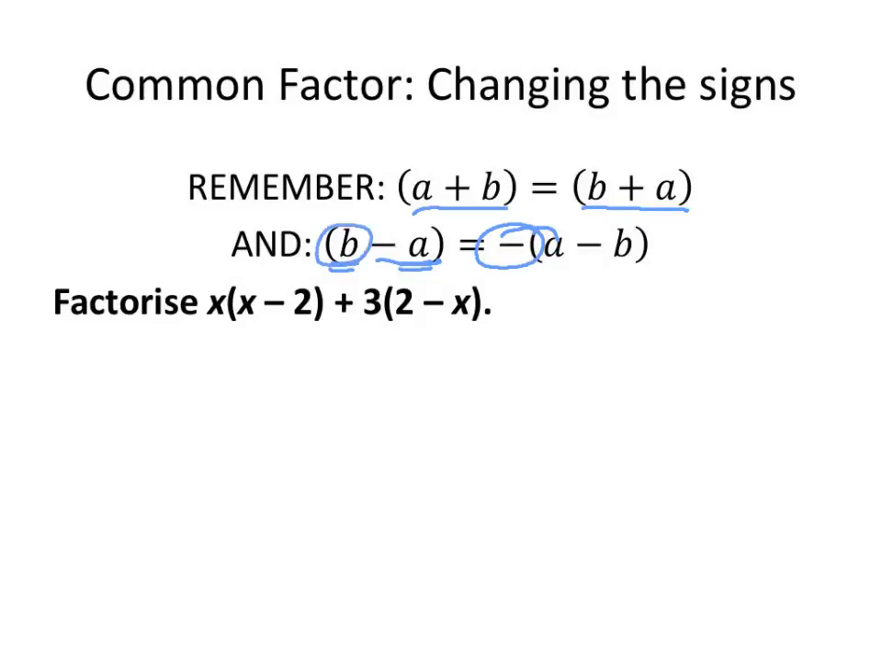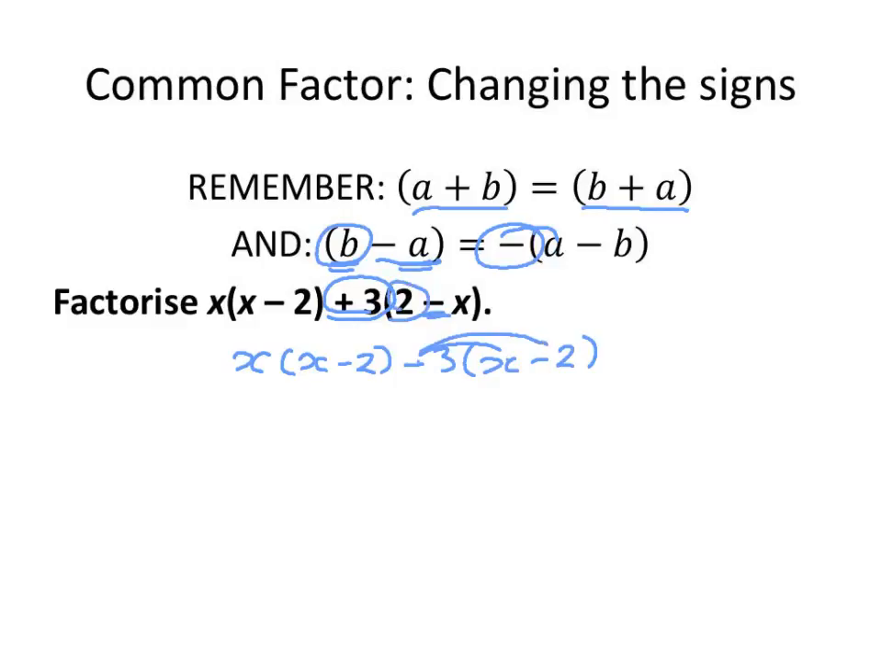In this question, x minus 2 and 2 minus x are not the same. So I need to change this sign in front to make it the same. I keep the first term, x minus 2, and I change this to a negative 3. And when I do that, I can have x minus 2. And that means if I multiply this through, negative and negative, that negative and a positive would give me a negative x, and a negative would give me a positive 2. So I've kept it the same.